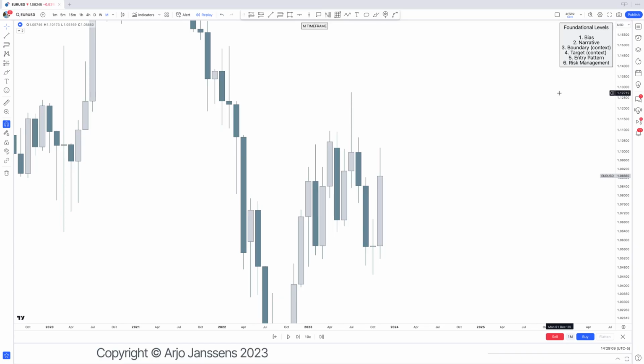The higher time frame order flow, what we saw, can be used as well for your bias, narrative, boundary, target, which leads to that order flow itself can be used for basically all the foundational levels. That is also why I love order flow, because order flow is everything. It's everything. So this is why order flow is so important in my eyes.